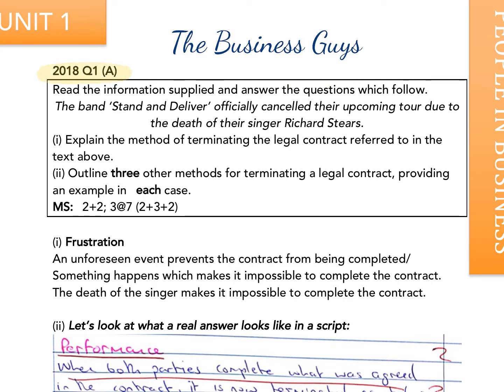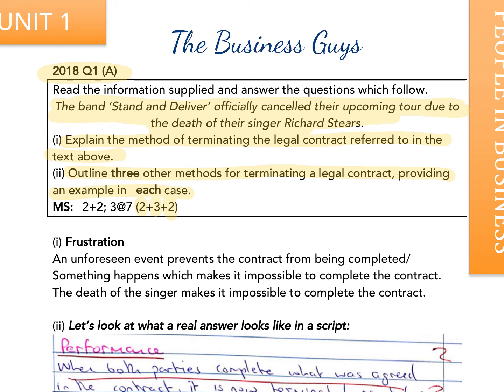In 2018 then, it gave you a little mini introduction about the band Stand and Deliver officially cancelling their upcoming tour due to the death of their singer Richard Steers. Question 1 was, explain the method of terminating the legal contract referred to in the text above. So you had to do it around Stand and Deliver and Richard Steers. And then the second part was outline 3 other methods for terminating a legal contract, providing an example in each case. In that case, you had to state the method, give the keywords, and then give the example in each case. It was 2 plus 3 plus 2.